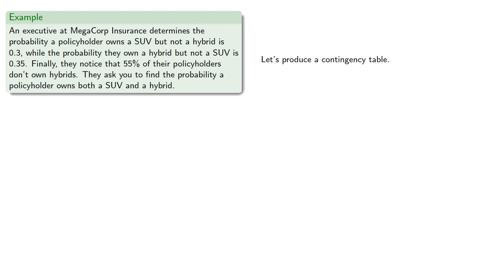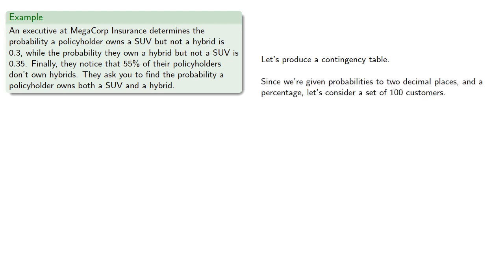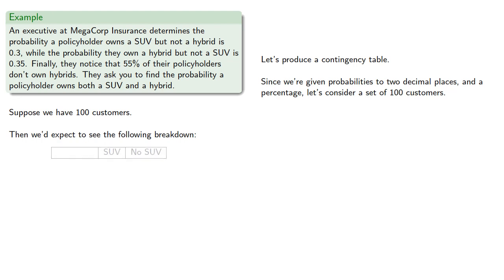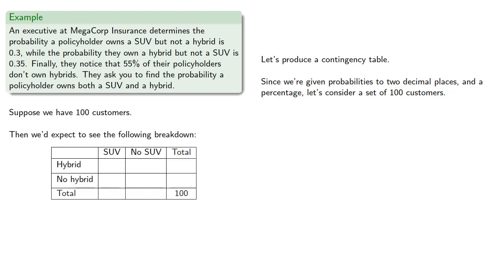So let's construct a contingency table instead. Since we're given probabilities to two decimal places and a percentage, let's consider a set of 100 customers. So suppose we have 100 customers. Then we can break these customers down into whether they own an SUV or not, and whether they own a hybrid or not, and we can extend our totals.